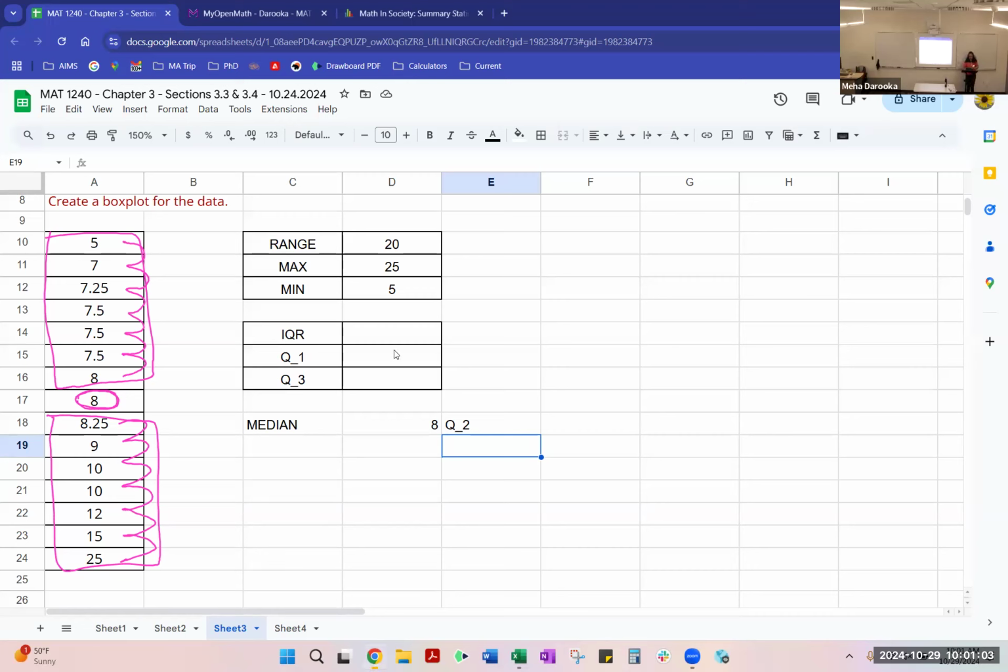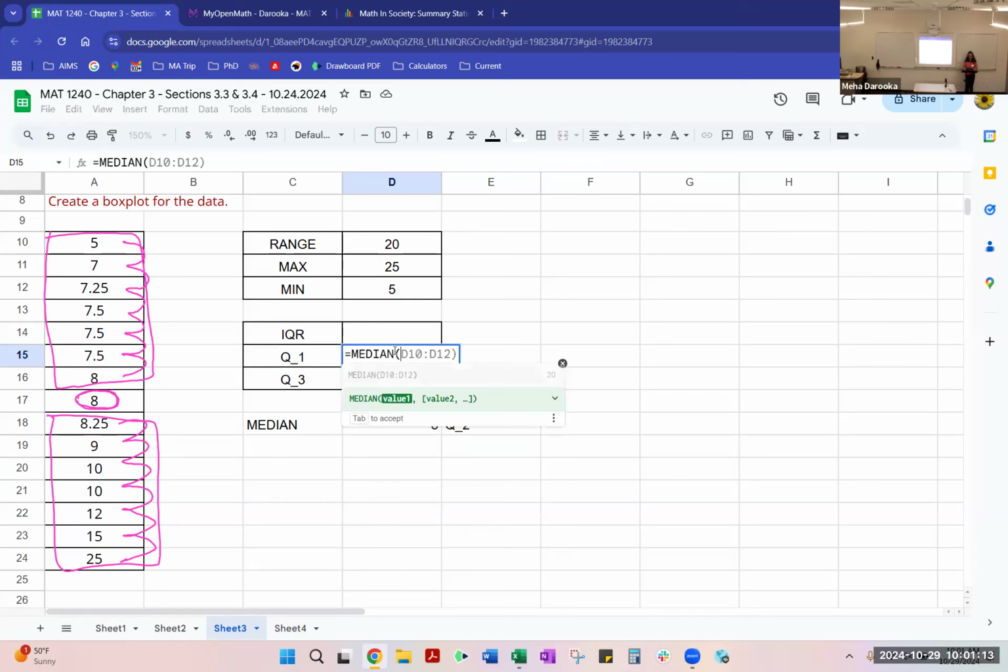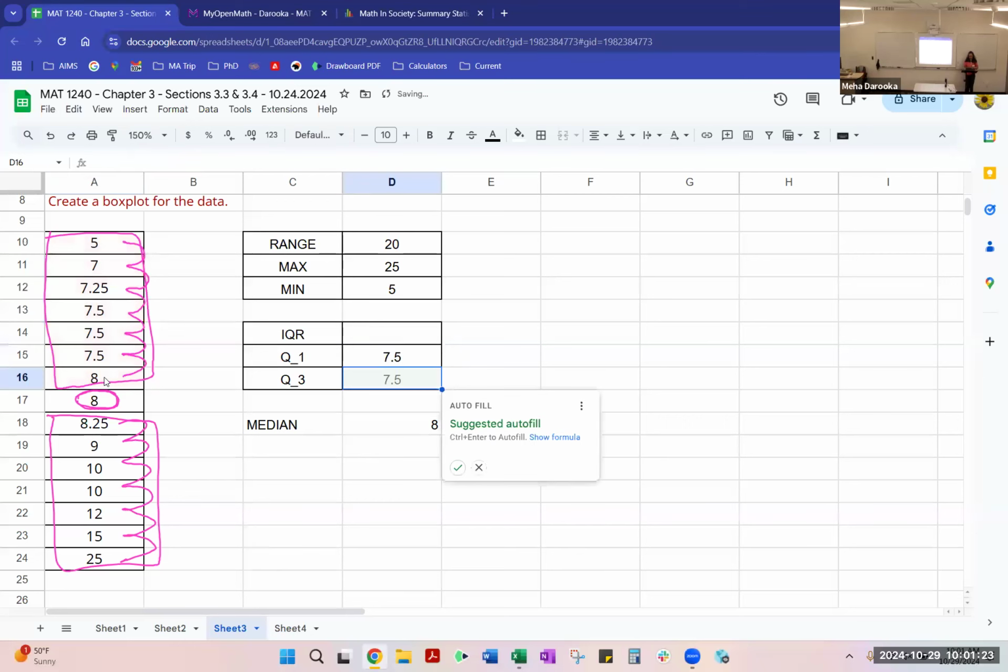So to find out what quartile 1 is, which remember is the median of the data values below the median for the entire set, you will use the median function again, but this time you are only selecting the first half, right? So it should only be those values from 5 to basically the first 8. You can see that comes out to be 7.5.